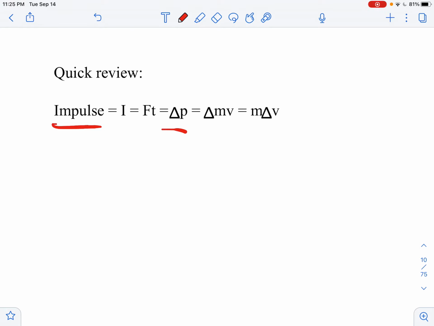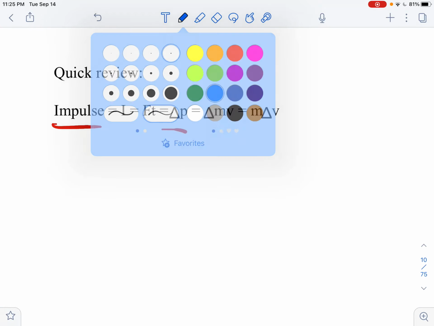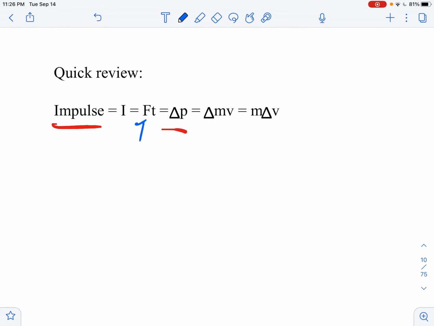All right, the way that we get this impulse is we take the product of force and time. So in terms of units, we know the unit of force is the Newton, and the standard unit of time is the second. So you slap those two things together, and the unit of impulse is the Newton second. That's Newtons times seconds, not divided by.